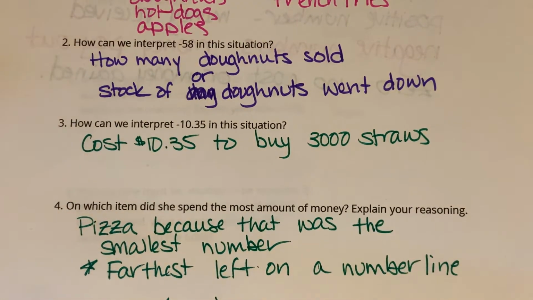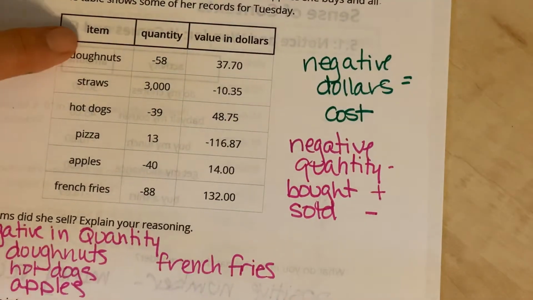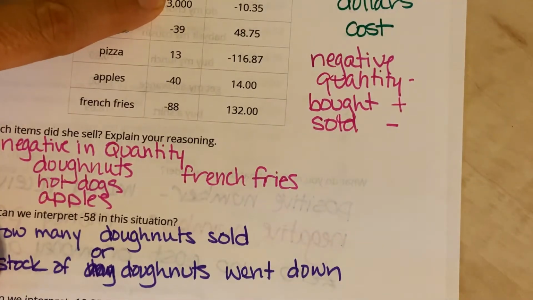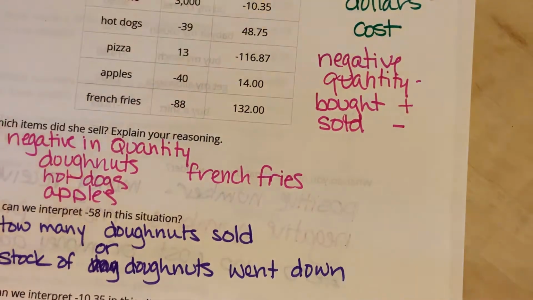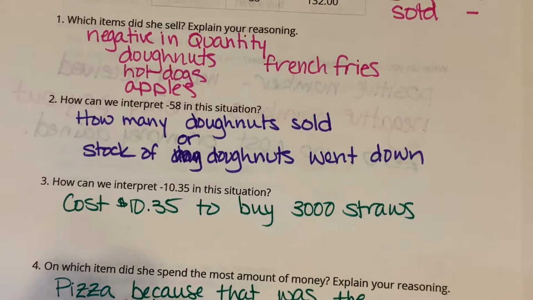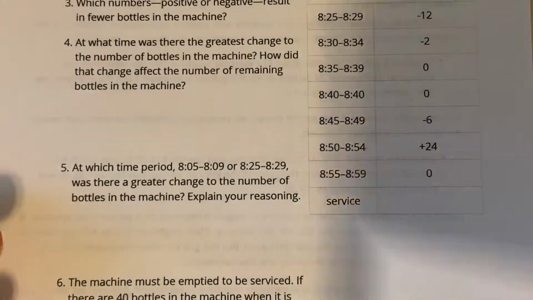So if I just looked at, let's say that I just looked at the values like this, I can't really tell until I look at all of them. This looks like it's donuts sold. That's money made. Straws bought. Okay, so the positive negatives can mean different things at different times. Okay? All right, let's look at the next one because it's interpreting soft drinks.